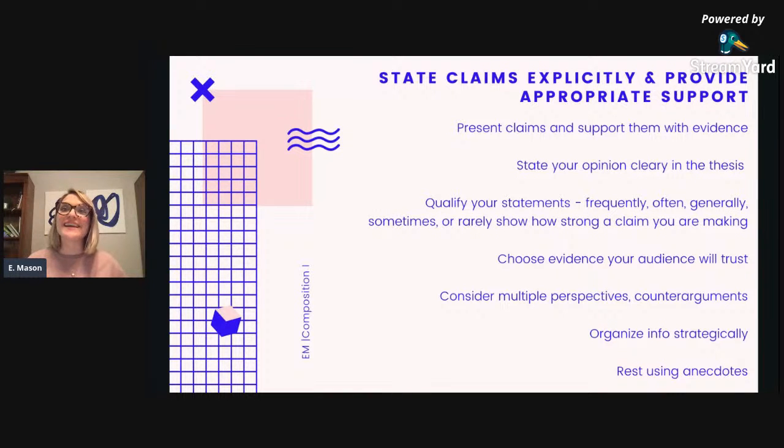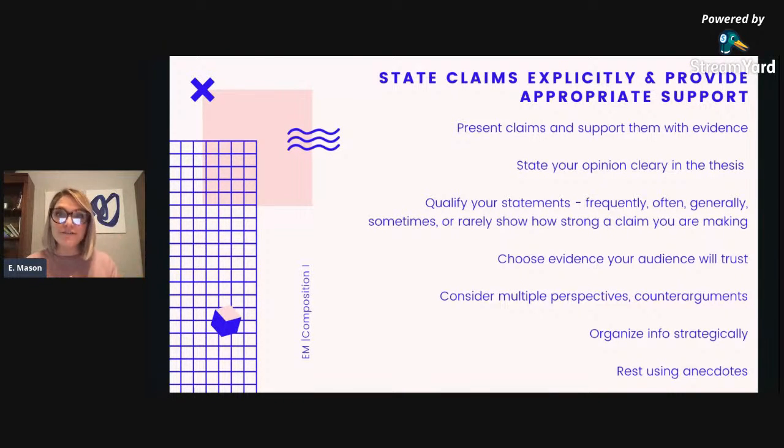So next is state claims explicitly and provide appropriate support. I mentioned this earlier too. Academic writing across the board is you just state it how it is. That starts with presenting claims and supporting them with evidence, and then stating your opinion clearly in the thesis. You don't want your reader being like, so what was their thesis? They're being so vague. Just say it how it is.